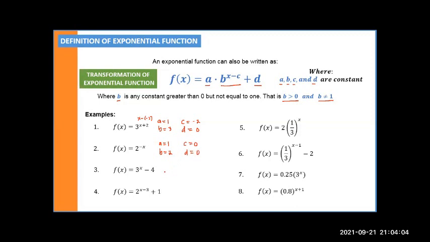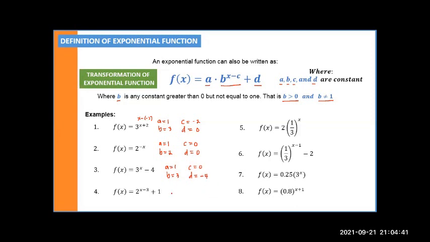Okay. Next, number 3. 3 raised to x minus 4. Again, ang A natin is 1. Hindi lang natin sinusulat. Katabi ng 3. Ang base natin ay 3. Then, ang C natin is 0 kasi wala naman inadd or sinubtract sa x. And then, ang D natin, may makikita tayo kasi merong minus 4 sa kanan. So, that is the value of D, which is negative 4.